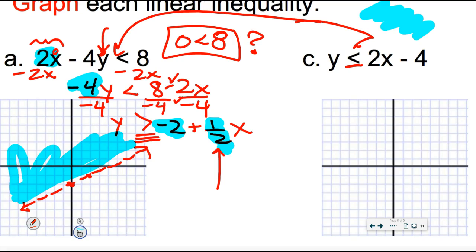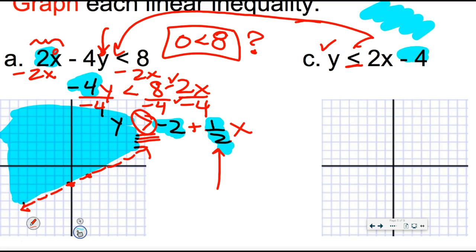So that only works for the absolute value ones because they're already solved for y. It's when Leah told me to change the sign, it made me flip my shading. So I would always test what point? 0, 0. So let's go to this guy. This is already solved for y. I love it, right? I'm going to go to negative 4 because that's my y-intercept.